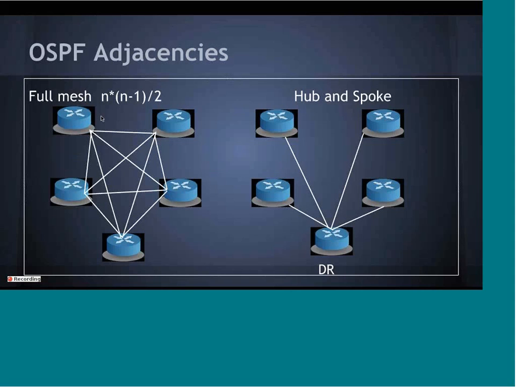Apart from this, the number of LSAs which need to be exchanged also grows exponentially. I believe that's around n square LSAs will need to be exchanged. So instead of that, OSPF proposes a hub and spoke topology for broadcast networks, where one router will be given the tag designated router, and all the other routers will only form an adjacency relationship with the designated router.